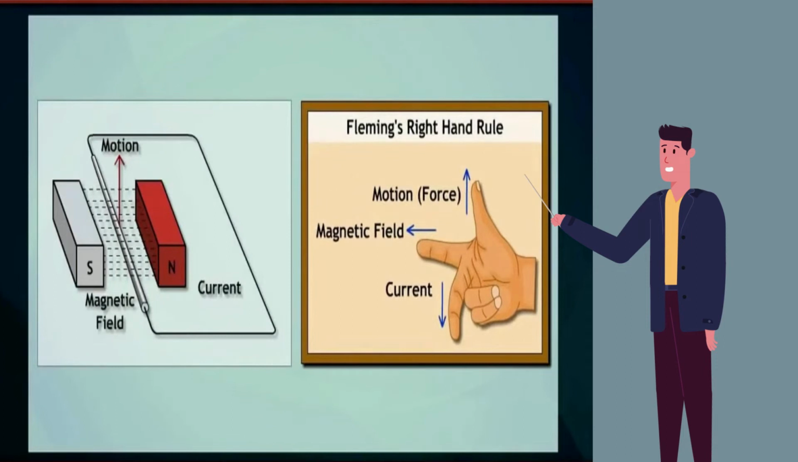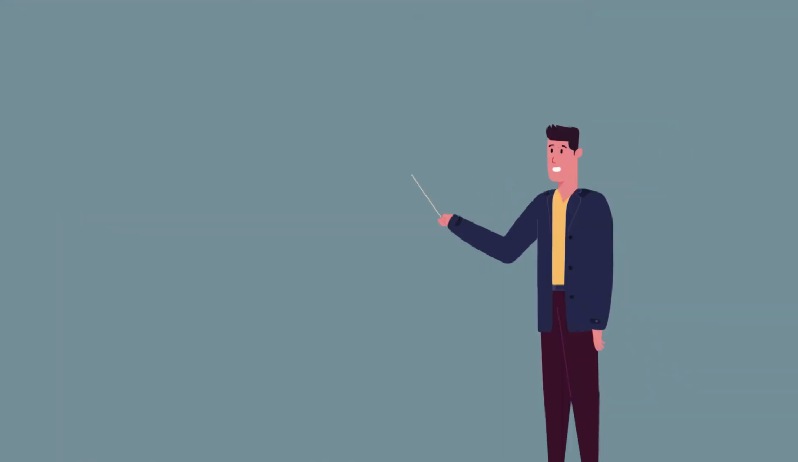According to Fleming's right-hand rule, if the thumb, the forefinger, and the middle finger of the right hand are stretched perpendicular to each other, then the thumb represents the direction of movement of the conductor. The forefinger represents the direction of the magnetic field, and the middle finger represents the direction of the induced current.